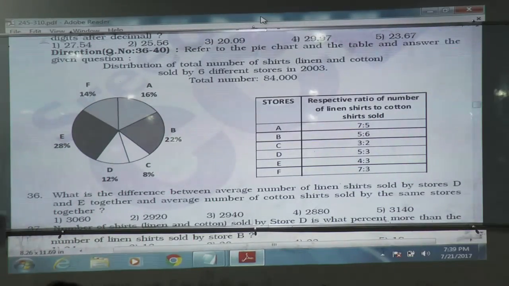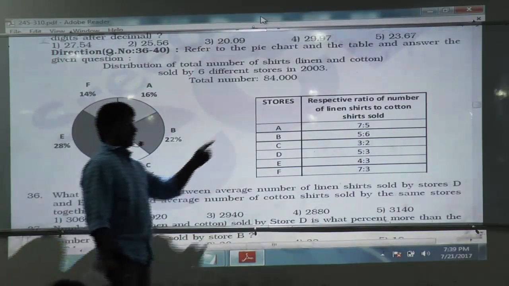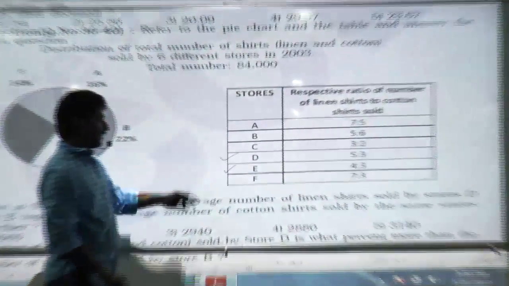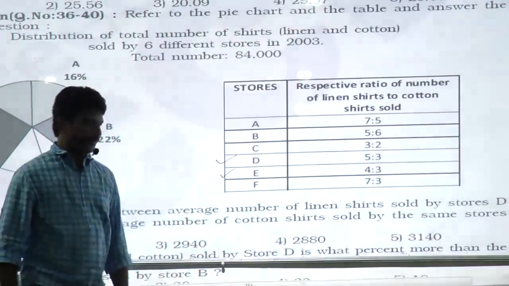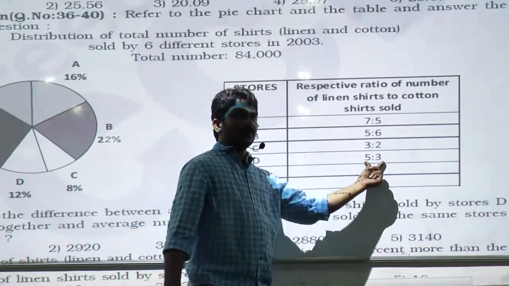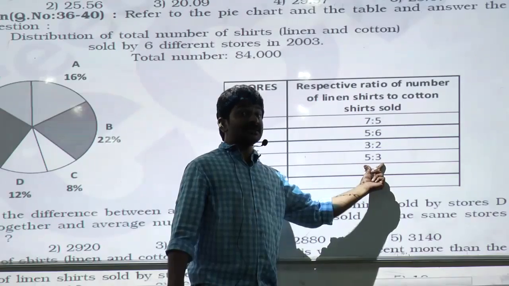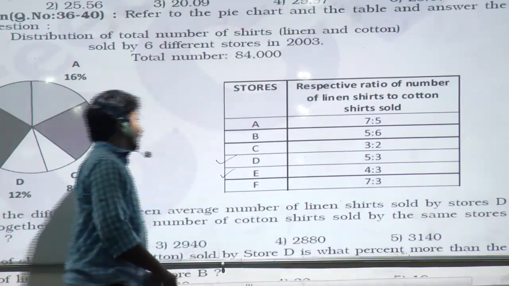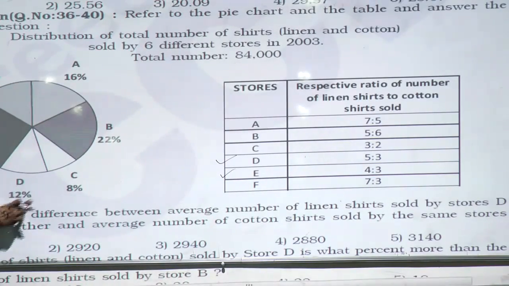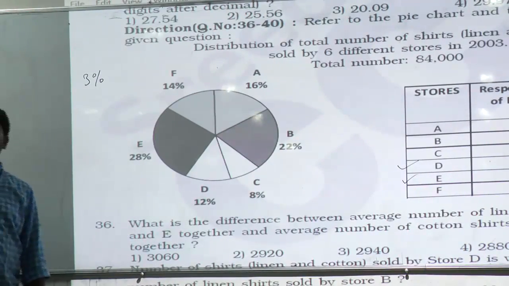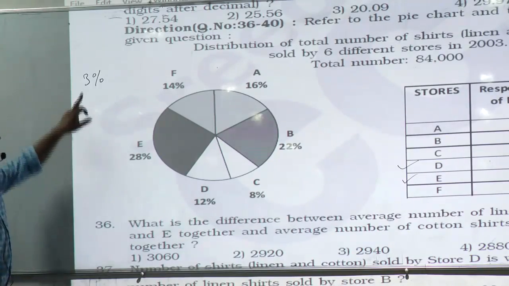So instead of doing that, can we go for individual differences between the number of linen and cotton shirts sold by D separately and E separately, and then take the average of these two? Yes or no? D, how many parts do we have? 8 parts, and the difference is 2 parts, which is 1/4. D is 12%. What is 1/4 of this? 3%. So the difference of linen shirts and cotton shirts for store D is 3%.